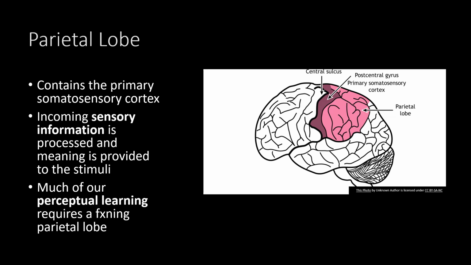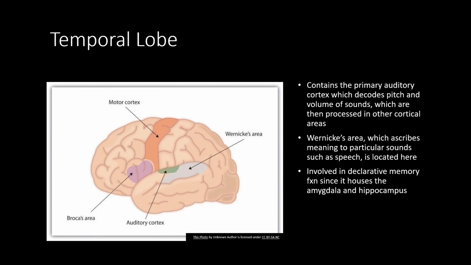And so without a properly functioning parietal lobe, patients will demonstrate difficulty with perceptual learning, especially as it relates to functional tasks. The temporal lobe sits below the frontal and parietal lobes and contains the primary auditory cortex, which helps to decode pitch and volume of sounds, which are then processed in other cortical areas.